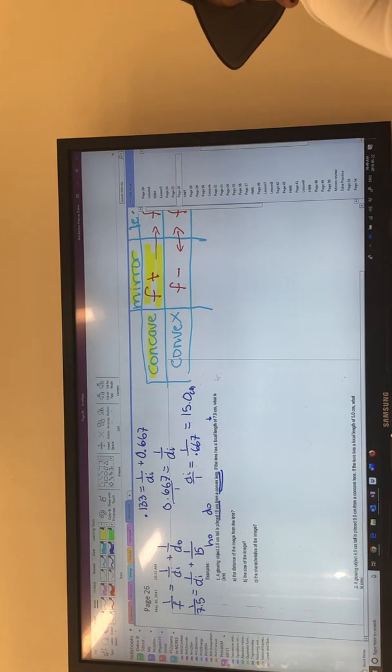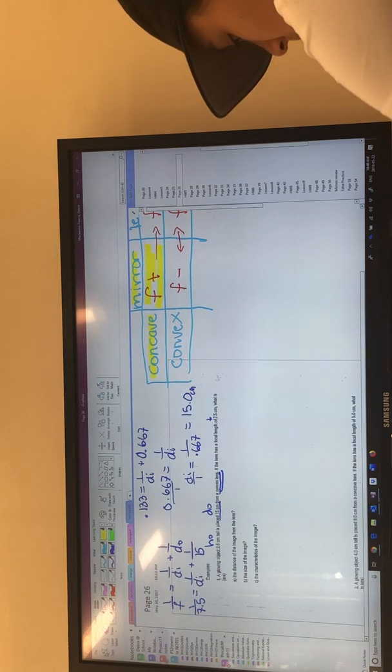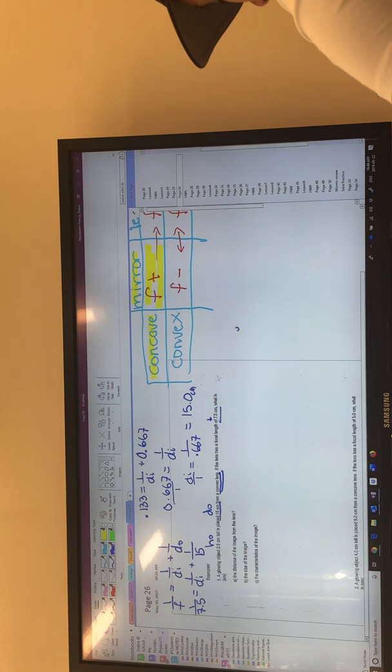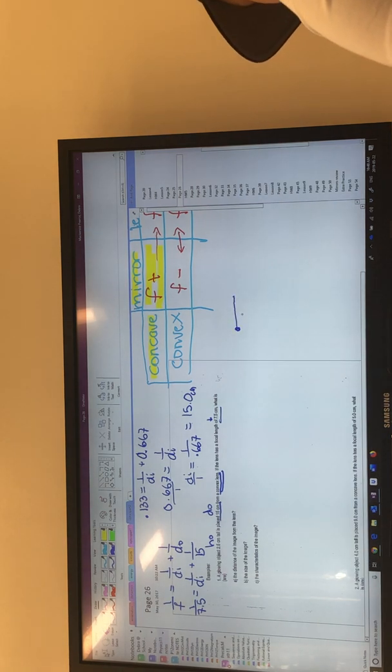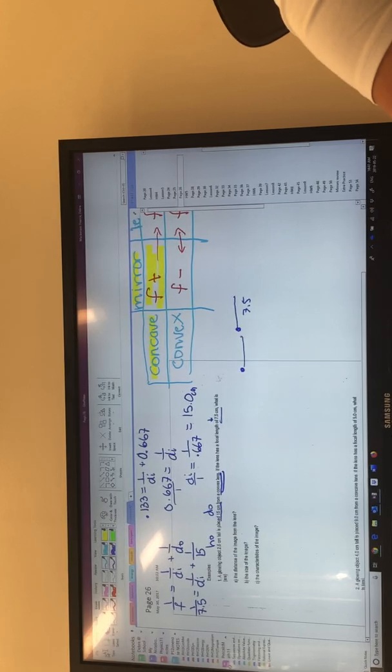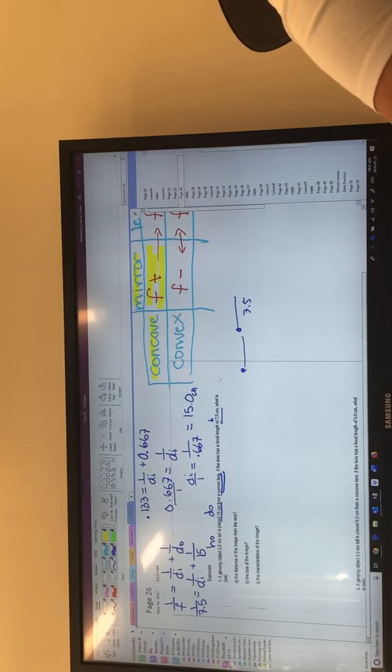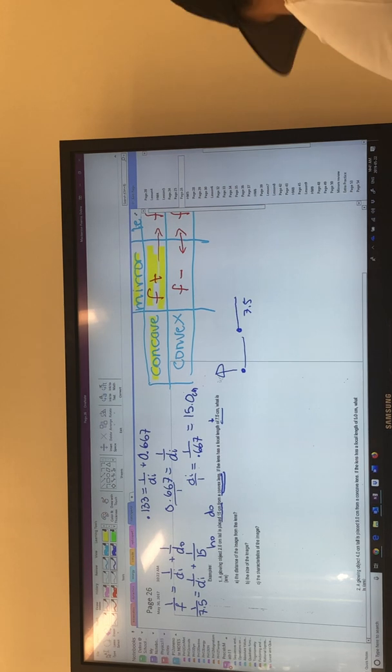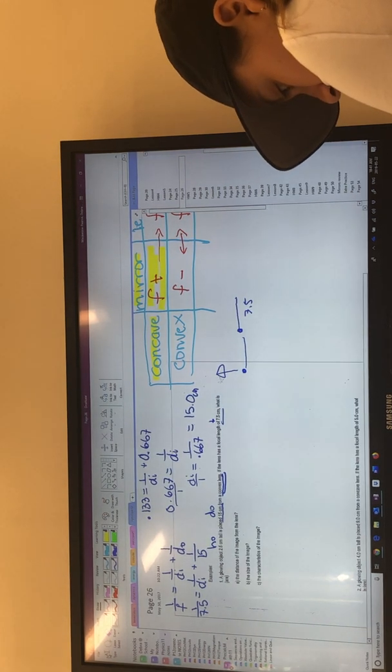Now, I can look right away and say, oh, I kind of know that if the focal point is at 7.5, double that is 15, then I know that I'm at the C or the 2F. So I'm going to be on the other side at the C or the 2F.